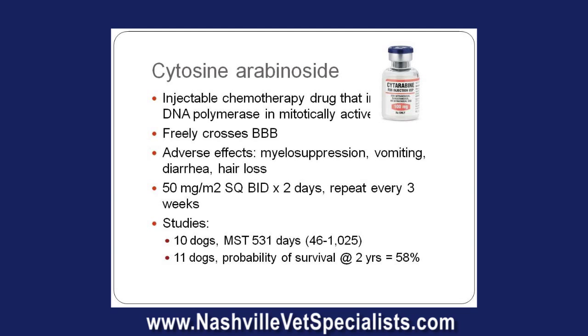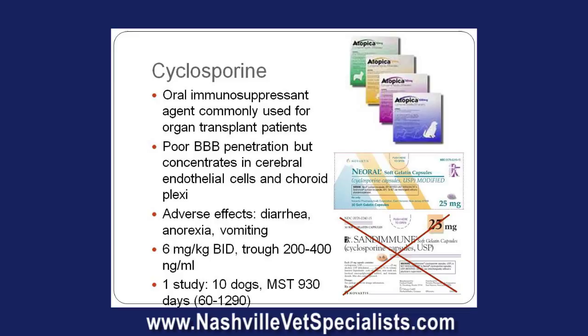Cyclosporine is another option. I'd say I don't use this one a lot, but there are a lot of neurologists out there that like this drug, and this will be their first choice besides prednisone. It has pretty poor blood-brain barrier penetration, but it does concentrate in the vessels. And since GME tends to be a disease that is located around the vessels, we think that's why it works as well as it does.